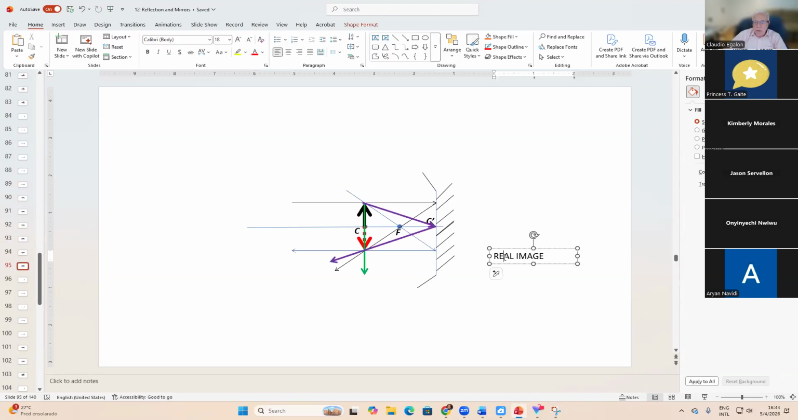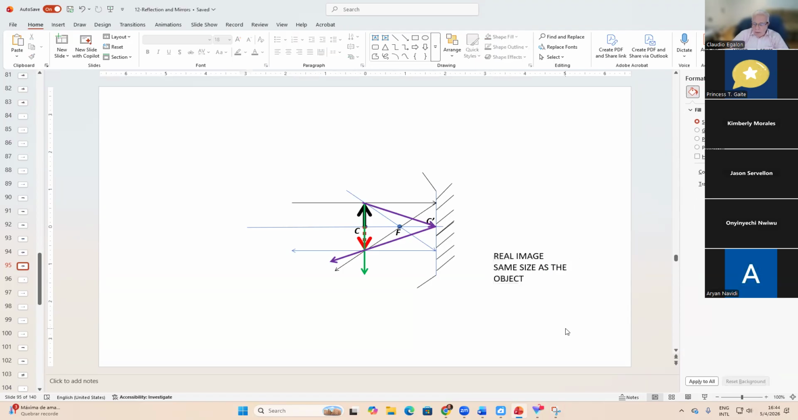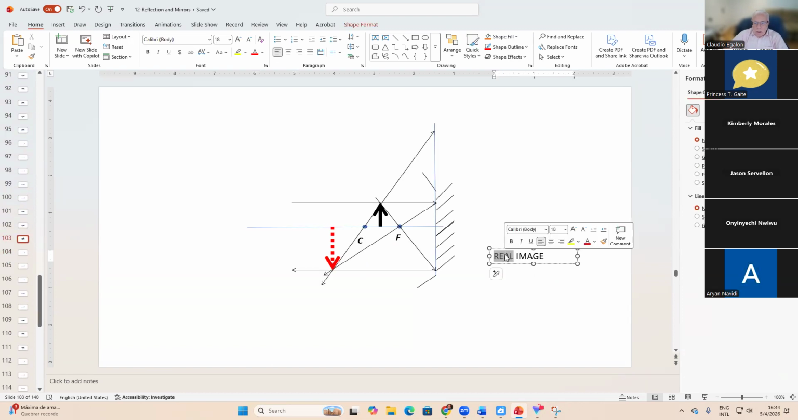Real image, same size as the object. And then the other real image, larger than the object. That's the type of image that we have in the movie theater, okay?